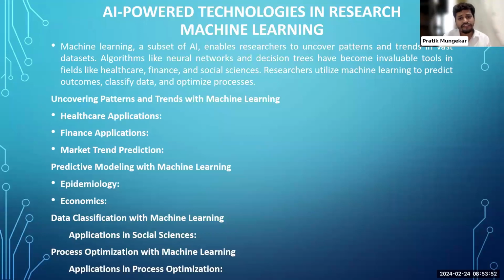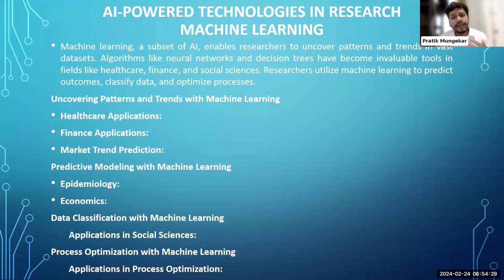Then, enhancing efficiency and accuracy. So the integration of AI in healthcare research brings unparalleled efficiency and accuracy. Tasks that once required extensive manual effort, such as sifting through vast databases or analyzing intricate medical images, can now be performed swiftly and with a high degree of precision. So this not only saves time, but also minimizes the risk of human error, particularly in tasks demanding meticulous attention.